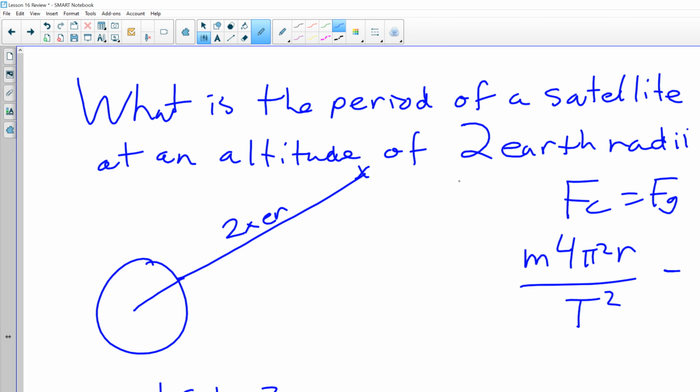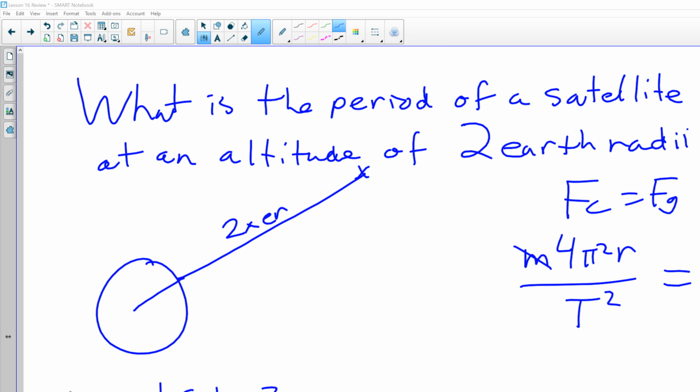And then on this side, I'm going to have big G times the mass of the Earth times the mass of the satellite over R squared. So we've already said the mass of the satellite is going to cancel. I'm trying to solve for T.